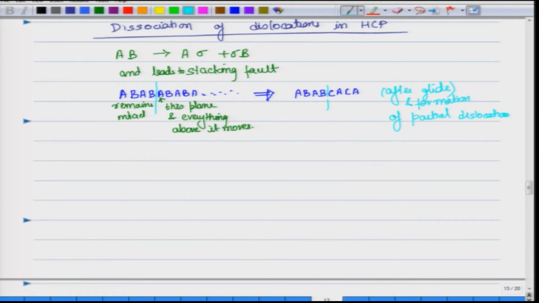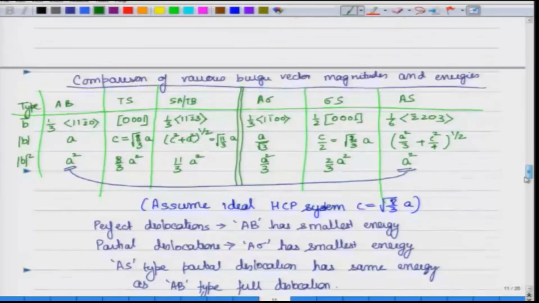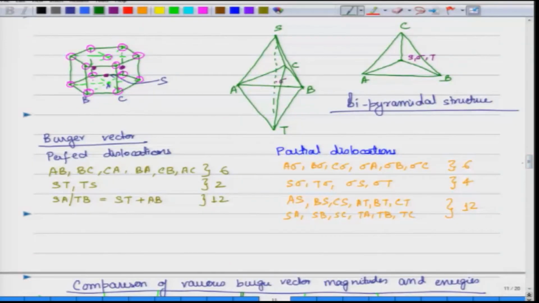Okay, so now let us come back to our original equation which describes the formation of the partial dislocations, A B goes to A sigma plus sigma B, and it will be useful if we just go back quickly to look at what this means. So, here this triangle A B has dissociated into A sigma and sigma B. This is what is happening, and if you look only in this plane, it is exactly the same as what we saw in the FCC system.